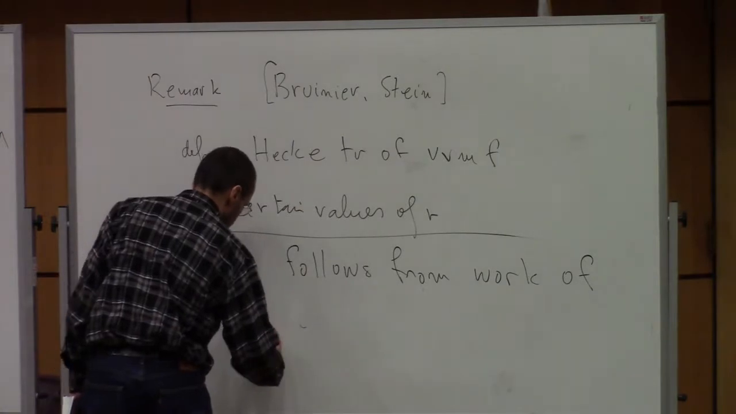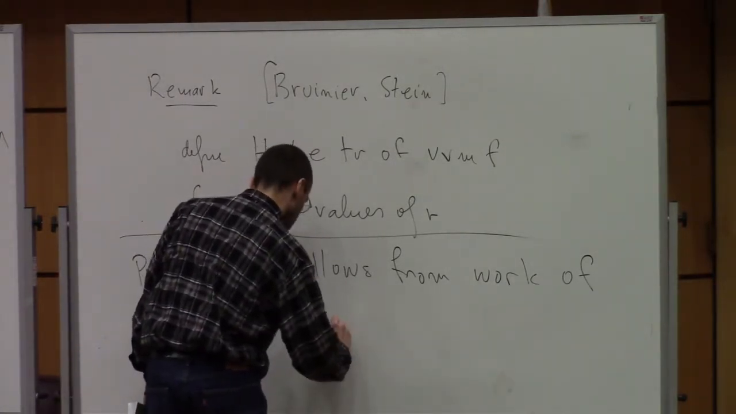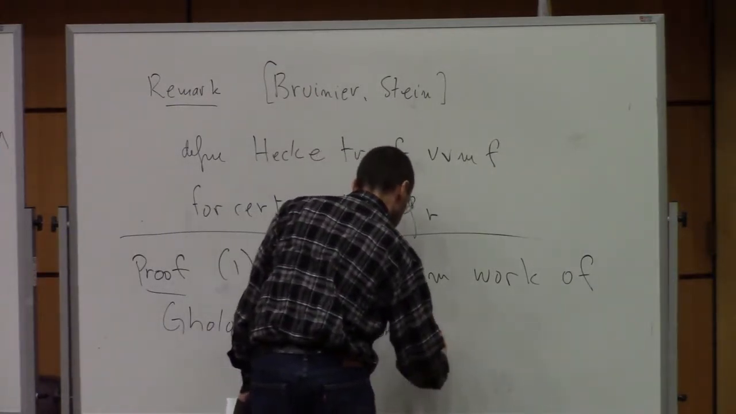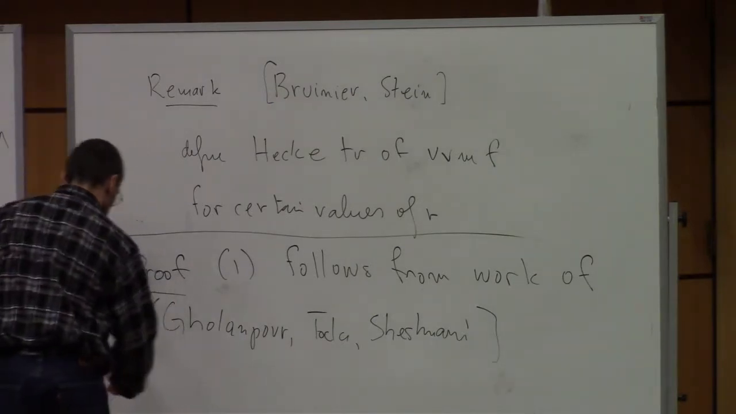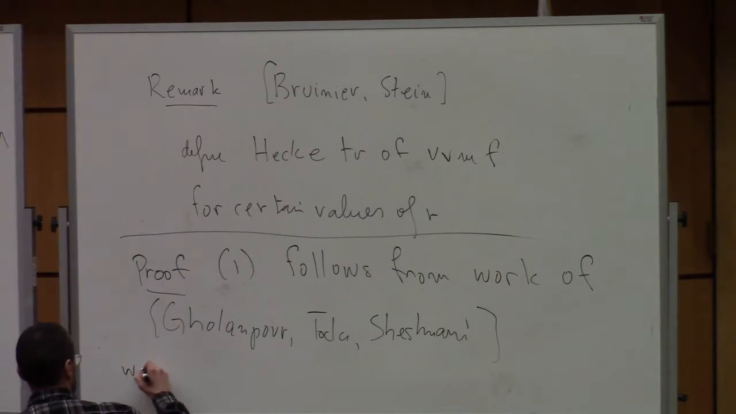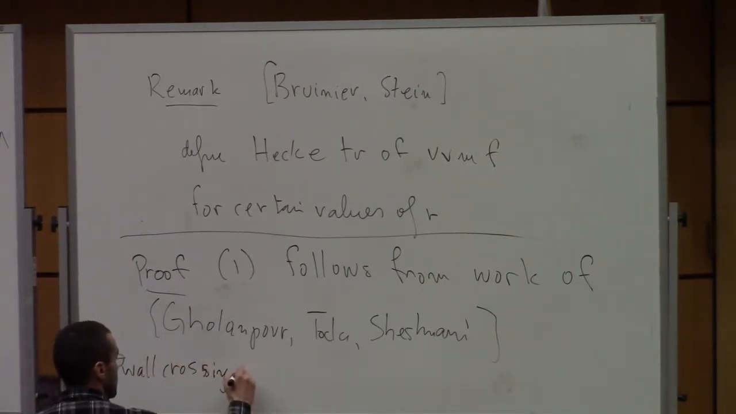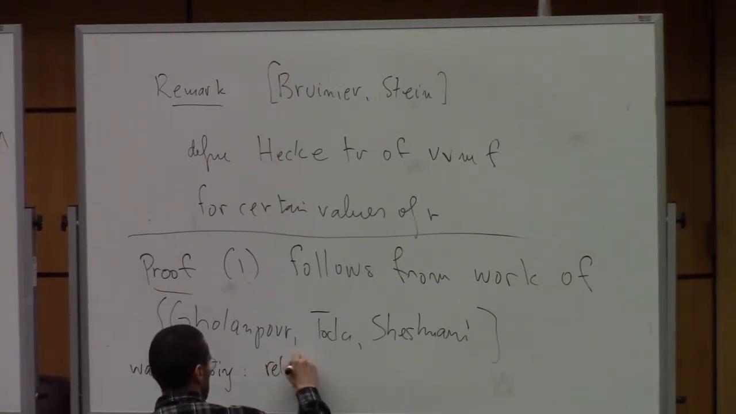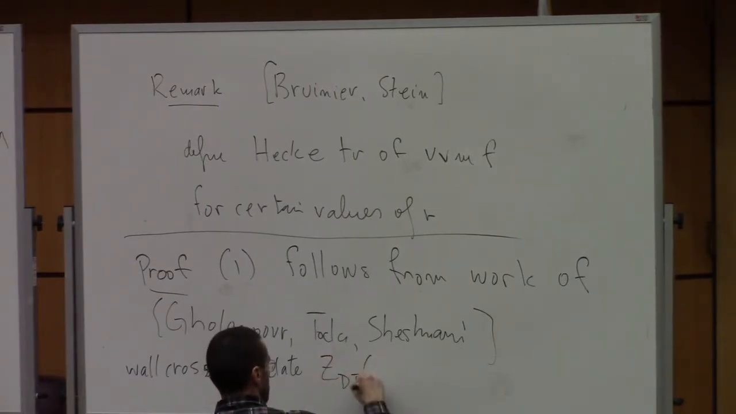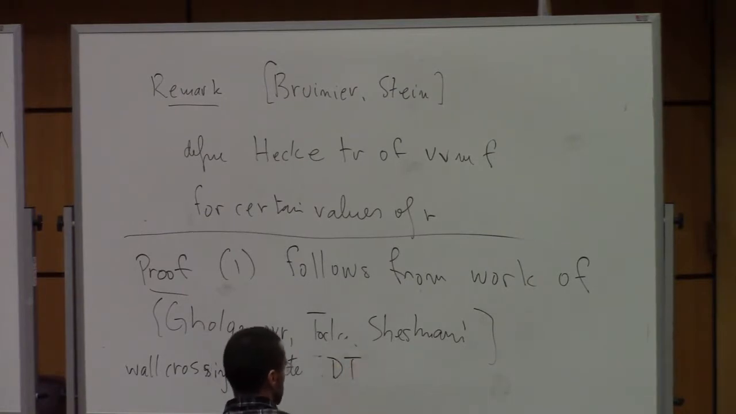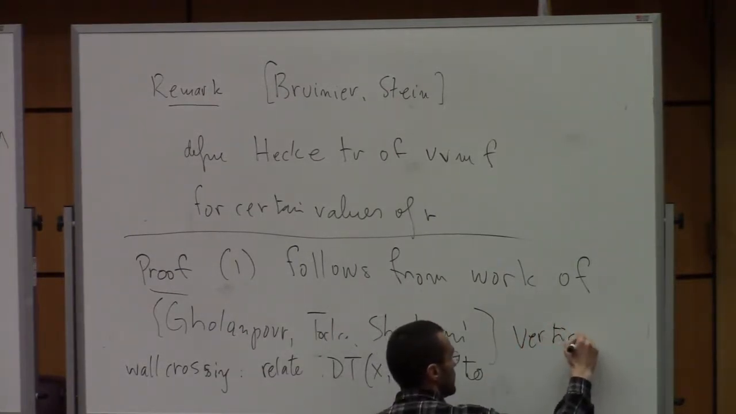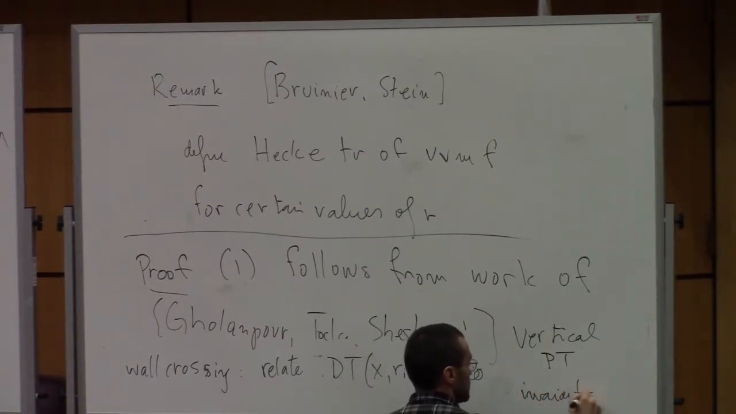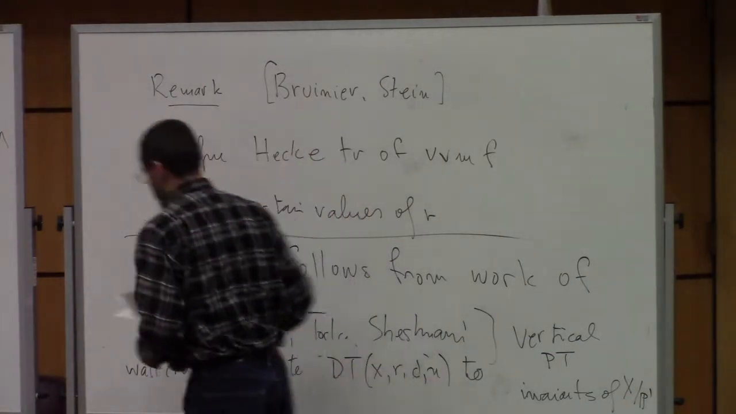of Gholampour, Yukinobu Toda, and Oberdieck. They use some fairly intricate wall crossing construction. By wall crossing, you can relate these partition functions we've been looking at, ZBT. Well, better to say the invariants themselves, because the partition functions don't occur directly. So these invariants can be related to vertical PT invariants of X over P1, stable pair invariants, as defined by Pandharipande and Thomas.